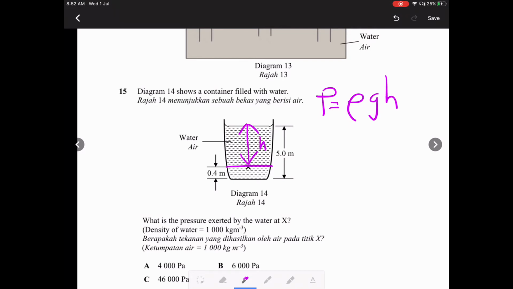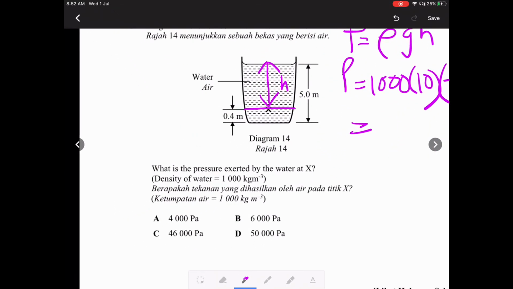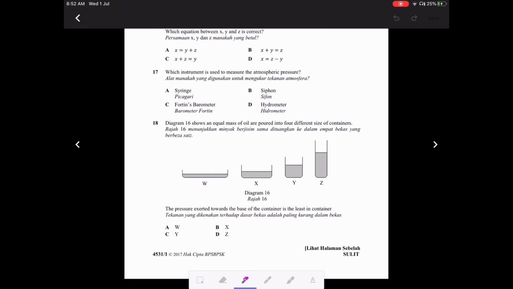Jadi, kedalaman sebenar 5 meter. So, tolak dengan 0.4. Okay, so 5 tolak 0.4. So, density air dia bagi 1000 ya. So, G 10. Okay, H dia ialah 5 tolak 0.4. So, you dapat berapa? Darab 1000 darab 10. So, you dapat 46,000 Pascal. So, 46 kPa. So, the answer is C. Alright, number 16.